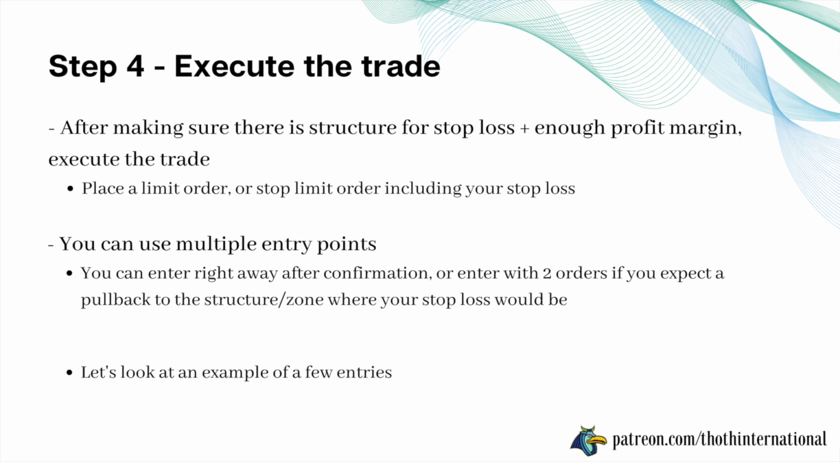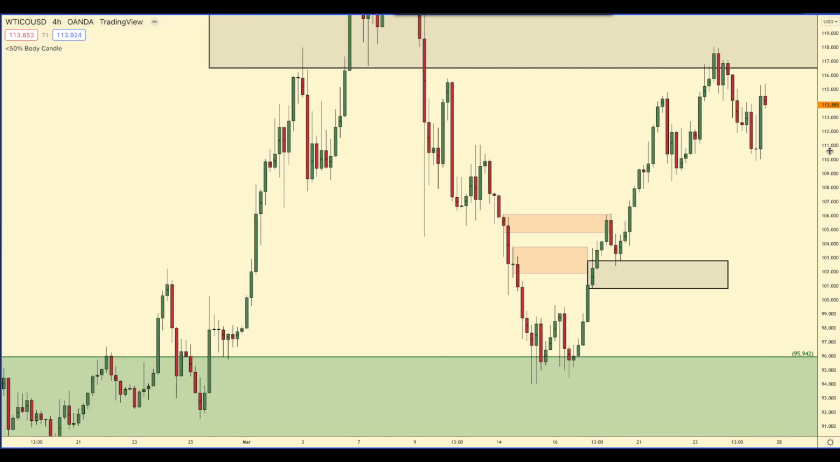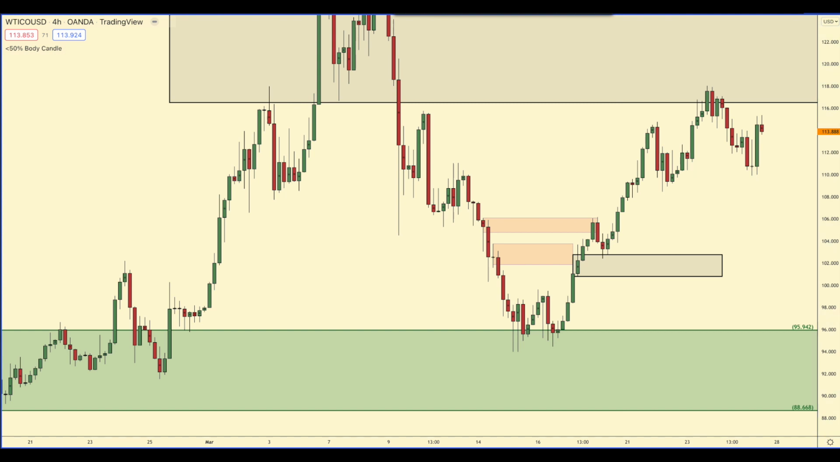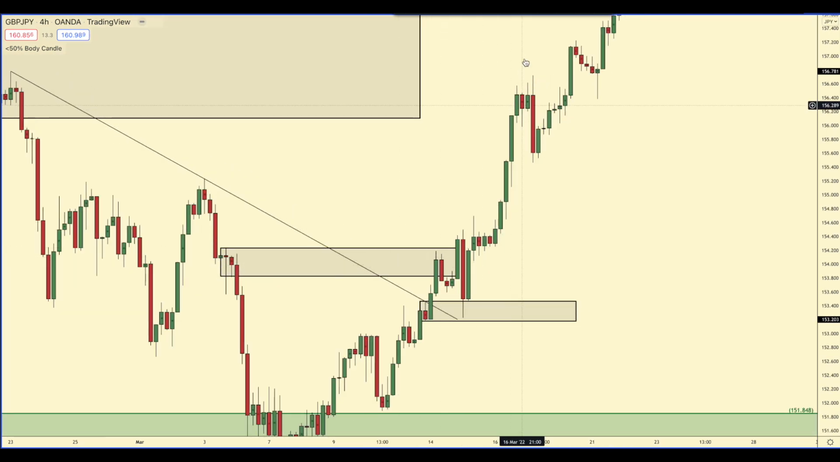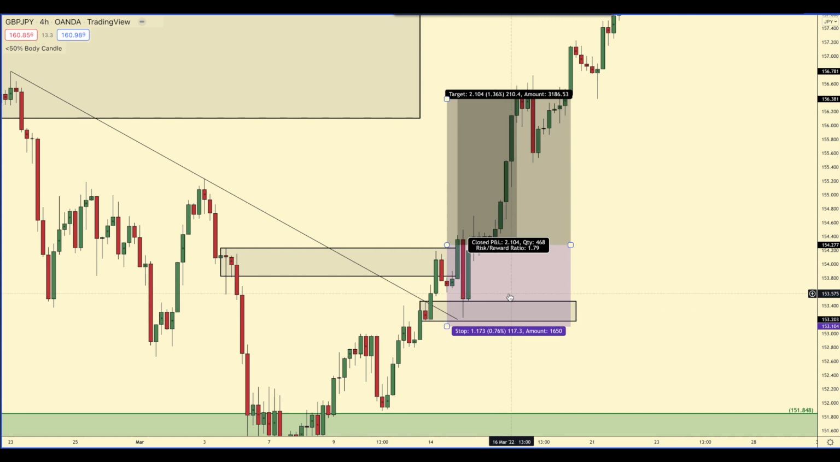So I say here, let's look at an example of a few entries, and we pretty much already did. It's pretty straightforward in my opinion. If you guys aren't understanding at all, please don't hesitate to ask. Essentially here, if you wanted to trade the breakout of this supply zone, your buy limit would be here and your structure would be that zone right here.